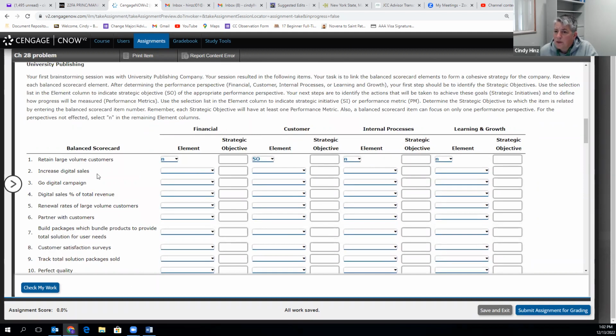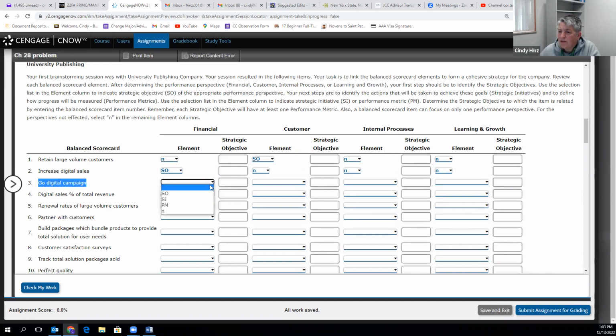Increased digital sales. That sounds like a strategic objective for this company, and it would be from the financial perspective. So we'll label all of these as not needed. And maybe we can find a strategic initiative that would help to increase our digital sales. Our very next line says, let's have a Go Digital campaign. That sounds like an initiative, sure.